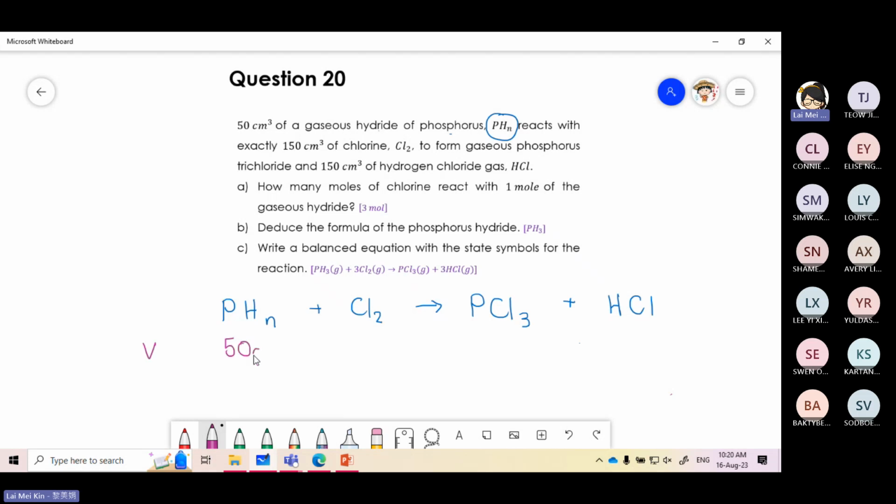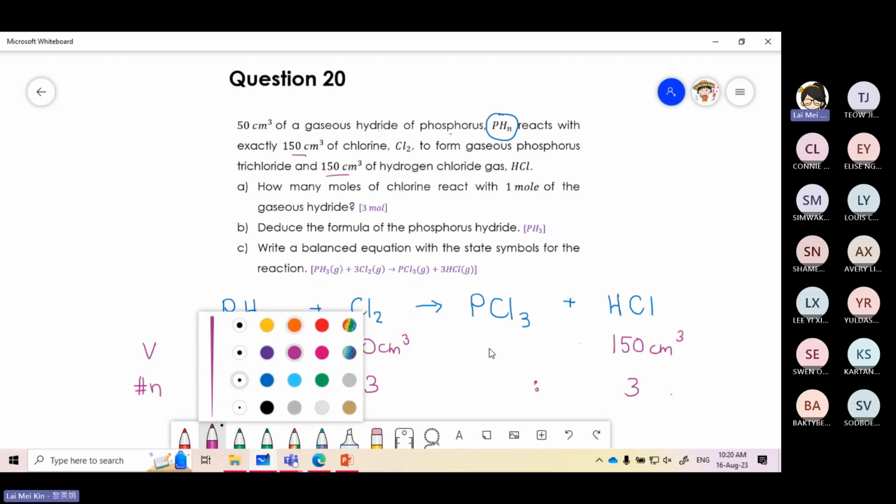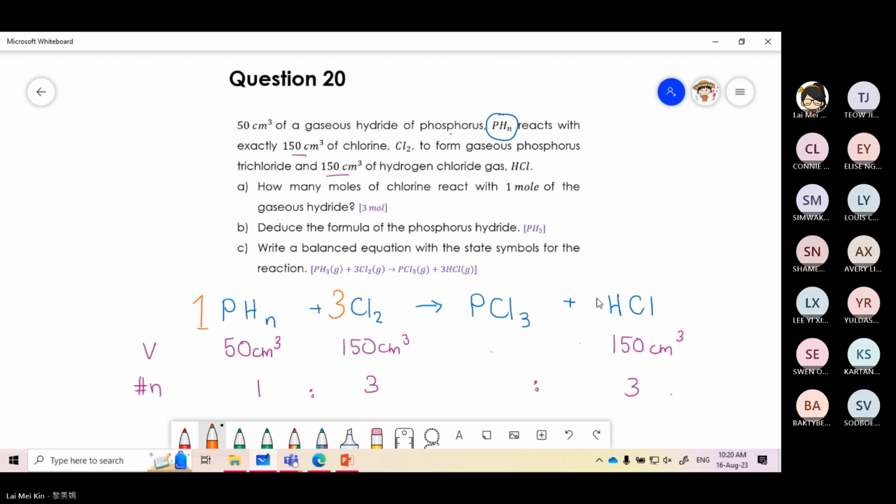So I have 50 cm³ of the hydride, and then chlorine, 150 cm³, reacting to form gaseous phosphorus trichloride, and 150 cm³ of hydrogen chloride gas. Okay, and then the ratio of the number of moles is 1 to 3 to 3. So let's plug in 1 to 3 to 3. Try to solve it. So what is your n?